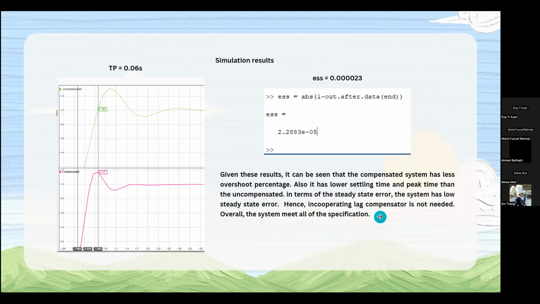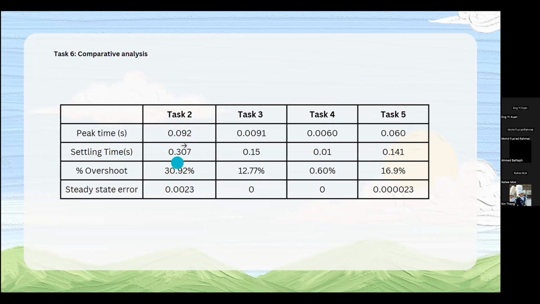Given this result, we can say that the compensated system has less overshoot than the older one, and that the system has actually improved. And from the value of the steady-state error, we can also say that there is no need to incorporate a lag compensator.